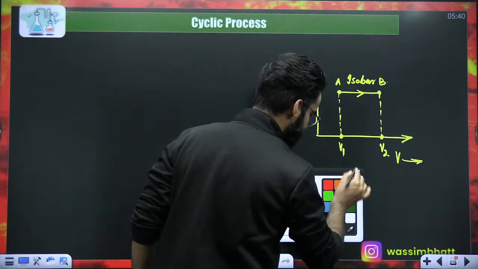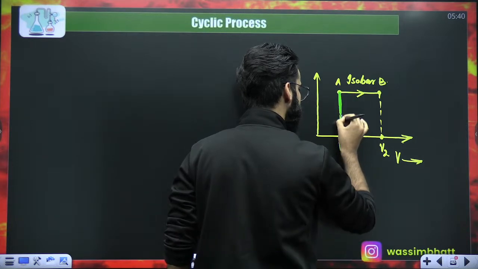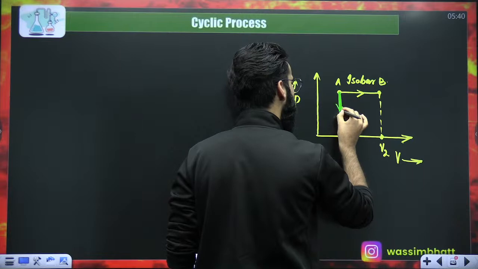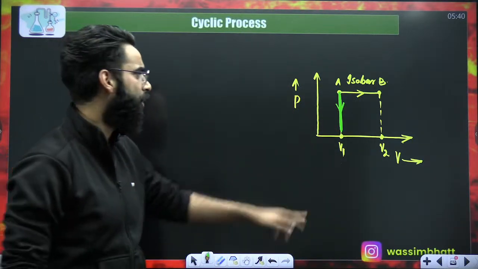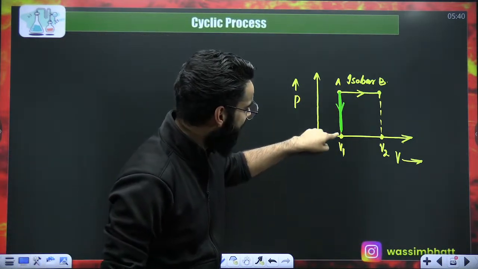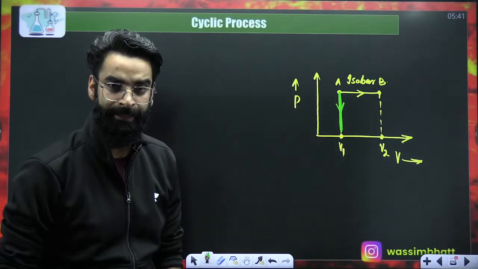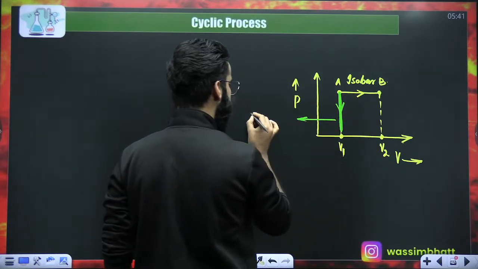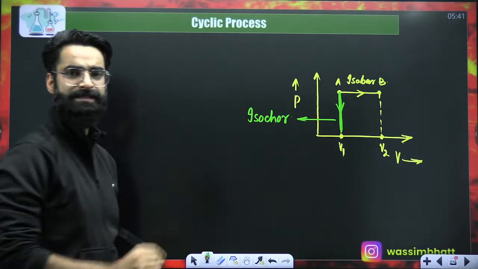Have a look at exactly what I'm going to say. If I draw one more straight line like this, leave the arrow aside, I'm drawing one straight line over here. Can you let me know which thermodynamic process this graph represents? Can I say it represents basically your isochoric process? It represents your isochoric process.